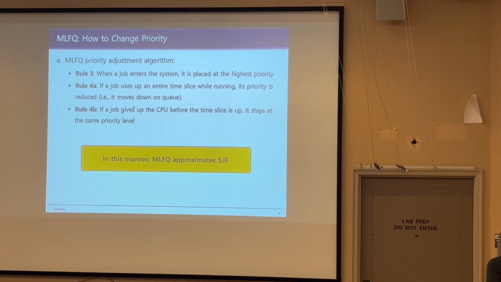If a job gives up the CPU before the time slice is used up, it stays at the same priority level. It has high priority. If a job uses up an entire time slice while running, its priority is reduced. It means that this process's CPU burst is long. So this is how the multi-level feedback queue approximates shortest job first.